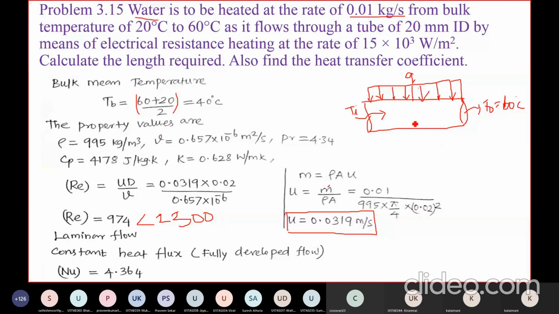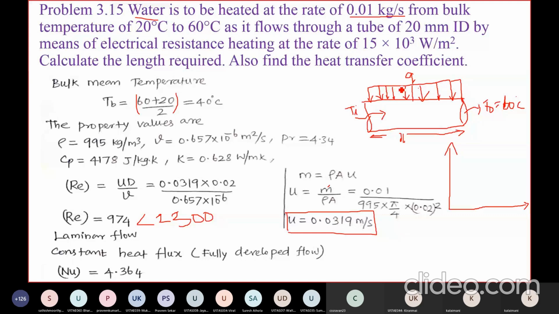I would like to draw one. So if this case is like the previous case, because we are continuously supplying the heat, therefore your wall temperature or surface temperature of the pipe will keep on increasing. It is a function of your distance, or length of the pipe.